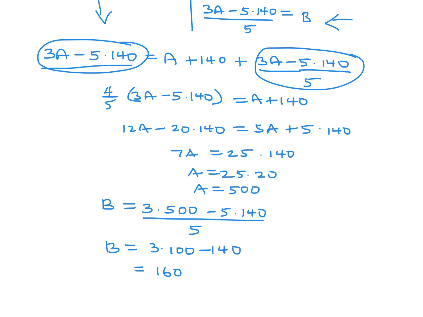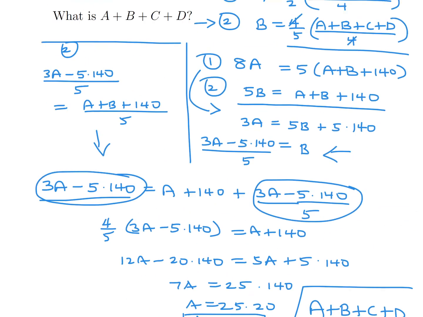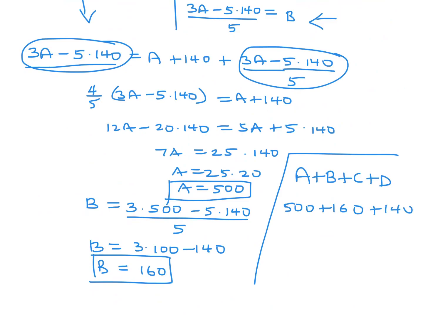Okay, so I got A, I got B, so I think I'm ready to do this. So A plus B plus C plus D, which is what they wanted. A is 500, B is 160, and then C plus D, that's just 140 from up there. So this looks like it's 800.